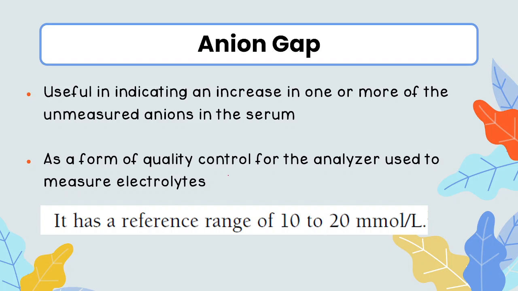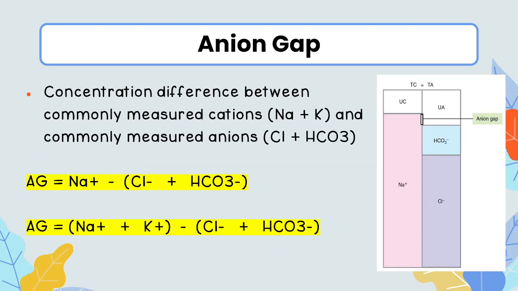Now, this is the reference range of your anion gap. It is around 10 to 20 millimoles per liter. Diba remember that what is routinely measured ng mga electrolytes involves your sodium, your potassium, your chloride, and even your bicarbonate. So how about your other anions, kids? So yan yung nilulook into sa anion gap nyo.